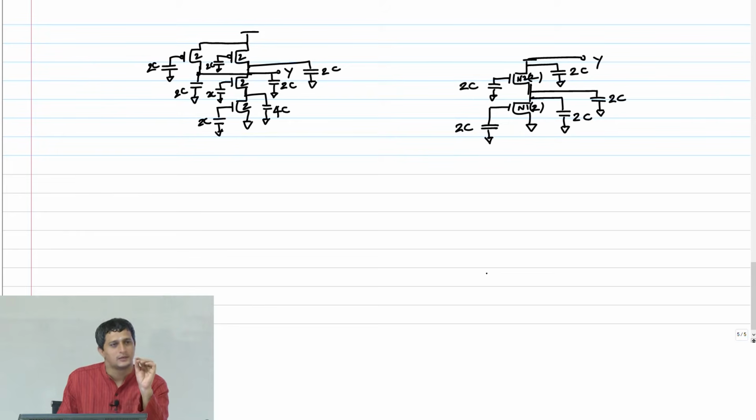Now here is a slight trick that we will use from the layout, wherein this intermediate capacitance is not going to be 4C. It will actually be only 2C. Okay, I'll tell you why. And this will also help you do the layout for your NAND gate, that is your part of the assignment.